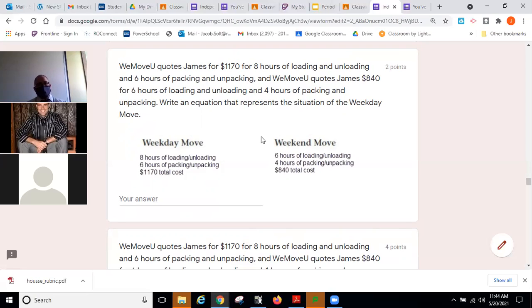We're writing an equation that represents the weekday move. 8X plus 6Y equals 1170. That's all it is. Really is kind of simple. It's basic because you're going to give X and Y a characteristic. That makes this 6Y. There's a 6Y.